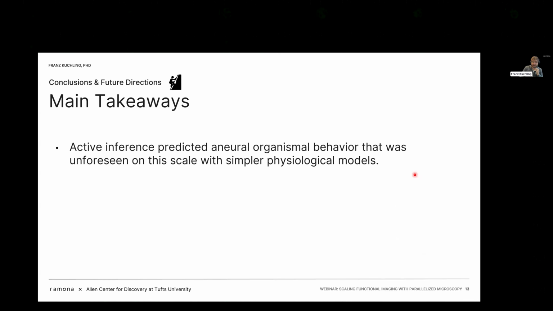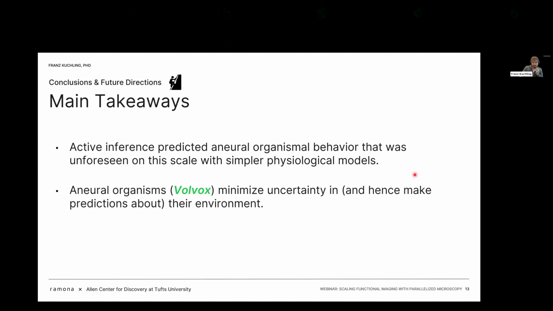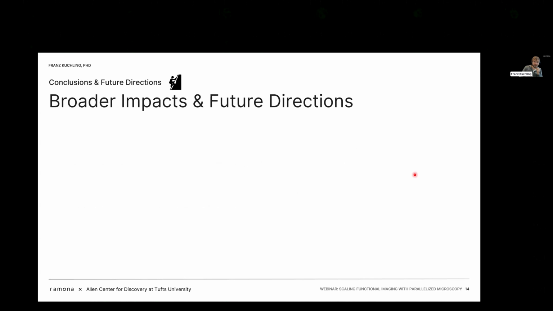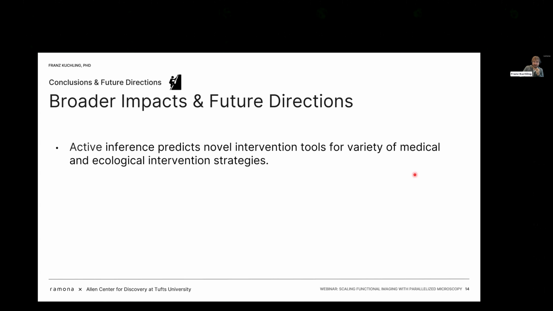So the main takeaways are that active inference predicted an animal-like organism behavior based on uncertainty minimization that was basically unforeseen and quite surprising at this lower level. And also that because of this uncertainty minimization, it really means that Volvox have a low-level capability of predicting the environment. Some broader impacts here are that we can use active inference to design intervention tools for medical and ecological interventions. The basic idea is, you now not only have targets for drugs, for example, or for light stimuli, but you can also vary your stimuli, your drugs or whatever in temporal space, and you get a whole new axis of intervention tools that you otherwise wouldn't have predicted.